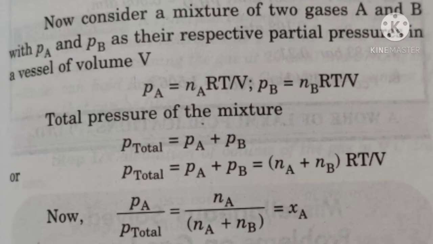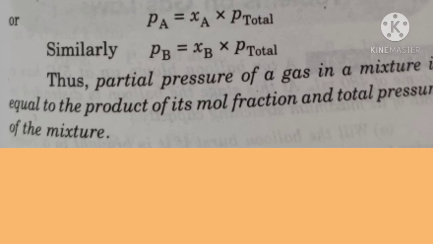Now we can write PA upon P total is equal to nA upon (nA plus nB), that is represented by XA. And then PA is equal to XA into P total and PB is equal to XB into P total. So in this way we can represent the partial pressure of a gas in a mixture as equal to the product of its mole fraction and total pressure of the mixture. So this is the relationship between the partial pressure and the mole fraction.